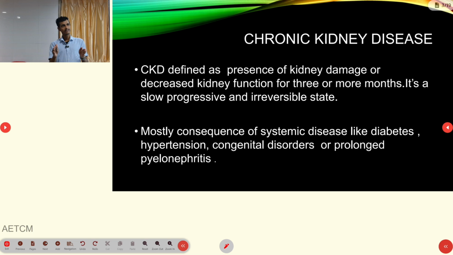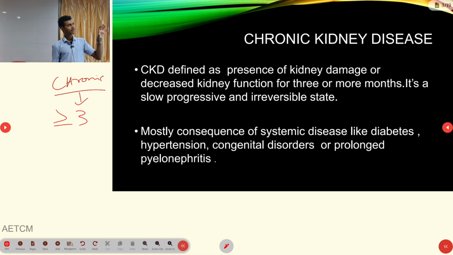So first we'll divide the term. First, what is meant by chronic? Chronic is a general term. If a disease or condition persists or is present for 3 or more than 3 months, that is called chronic. Okay. So if any condition or disease persists or is present for 3 or more than 3 months, that is called chronic.